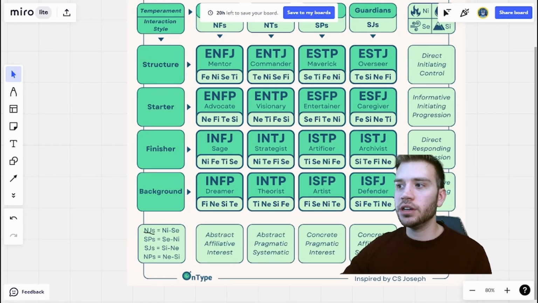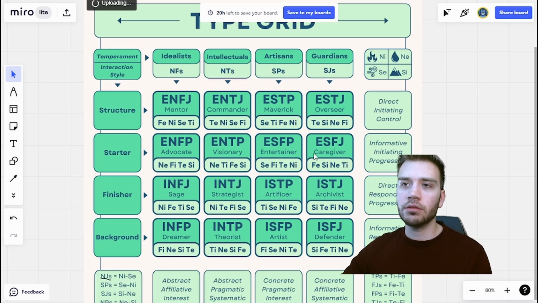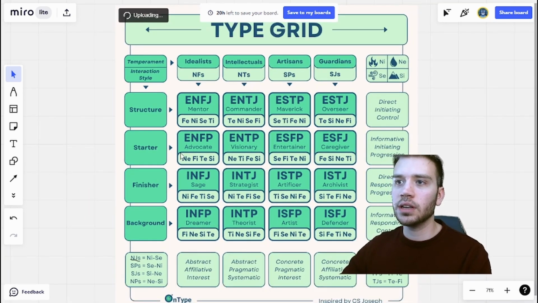And then you have these cheat codes down here to connect the functions to the letters. You have everything right on the right there to connect you to your interaction style, and you have everything up here to connect you to your temperament. So there's lots of different ways of using this grid.